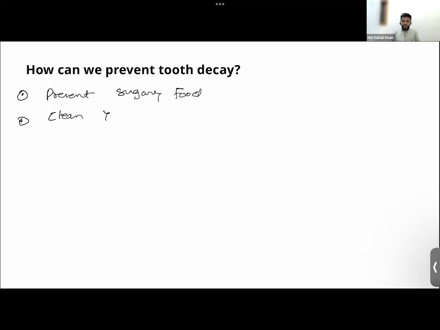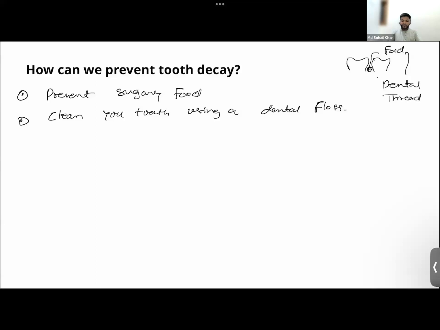Yeah, clean your teeth using a dental floss. Dental floss is a thread recommended by dentists. In between two teeth, there are certain food particles that might get stuck. That cannot be removed by usual brushing. So that has to be removed by a dental thread called dental floss. Okay, guys.